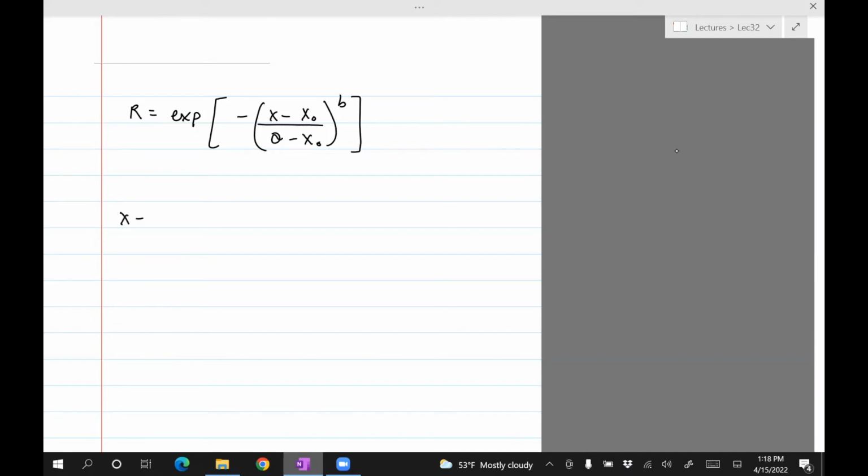So x is the non-dimensional life. In other words, it is L divided by L10. So you normalize against the L10 life. x0 is the minimum value of x. So this will be given to you.